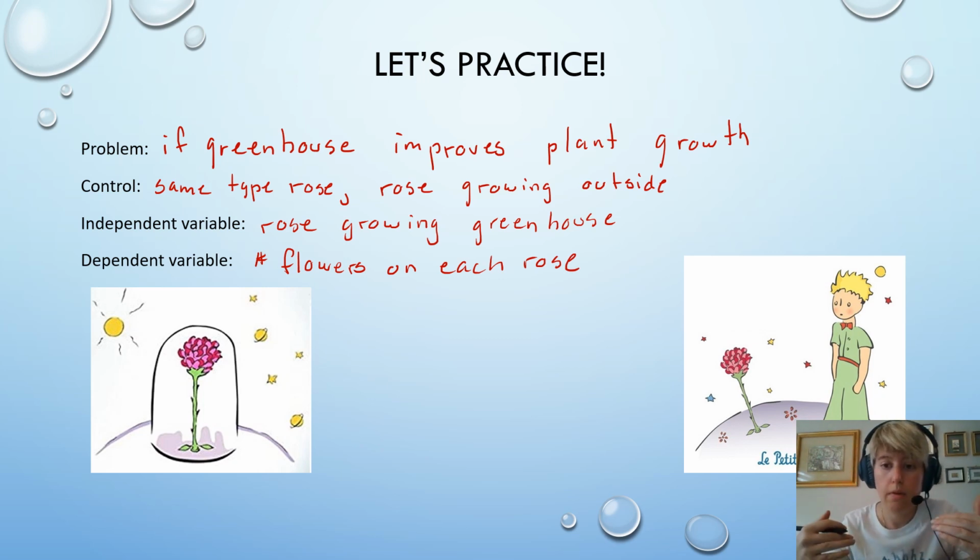So again, our control scenario and our independent scenario is what is the one thing that differs between both setups. Now, because we're testing to see if roses grow better in a greenhouse, well, our independent variable is the rows growing in the greenhouse. Now, our control variable is the rows growing outside because we're trying to see if growing in a greenhouse is better than growing outside. So that's why that's our controlled variable. And again, our dependent variable is what we can measure to see if this makes an improvement, yes or no, which is the number of flowers on each row.